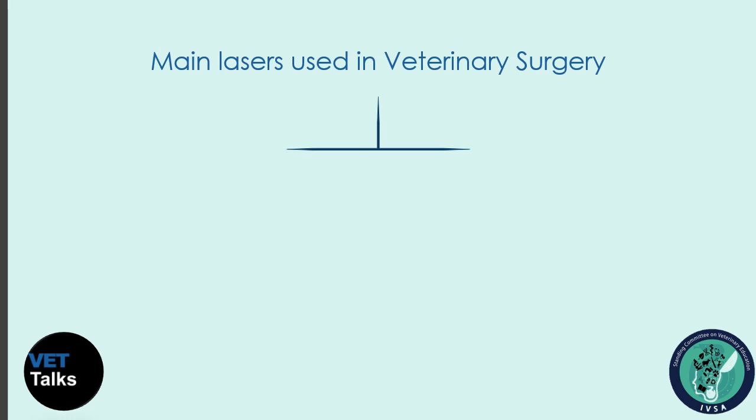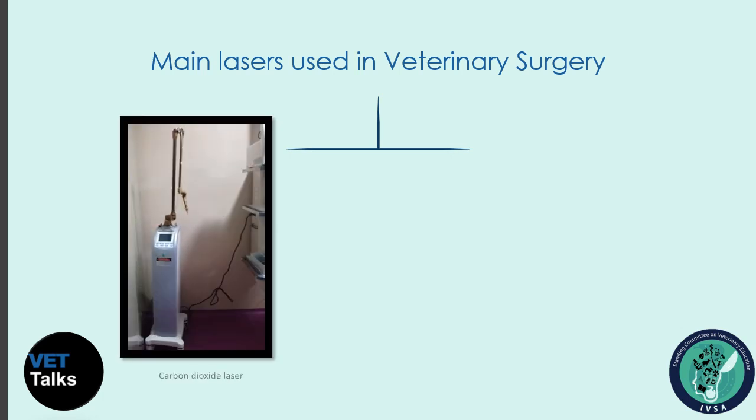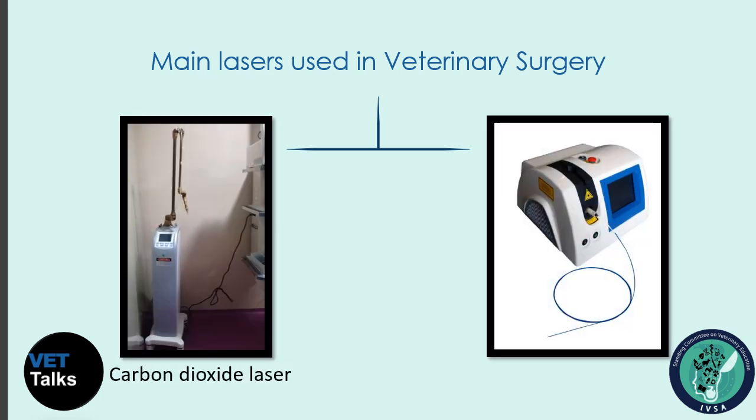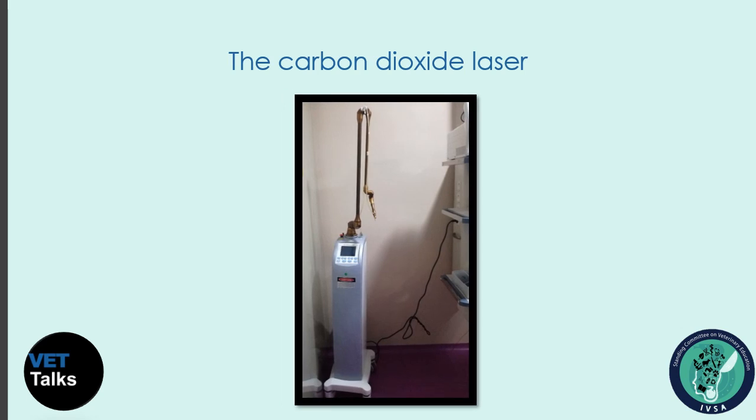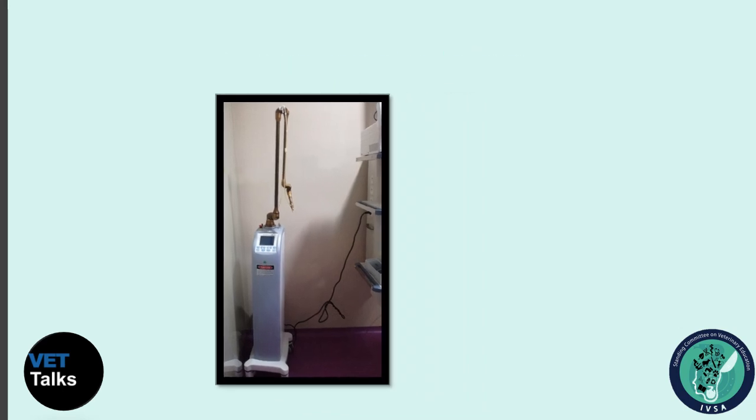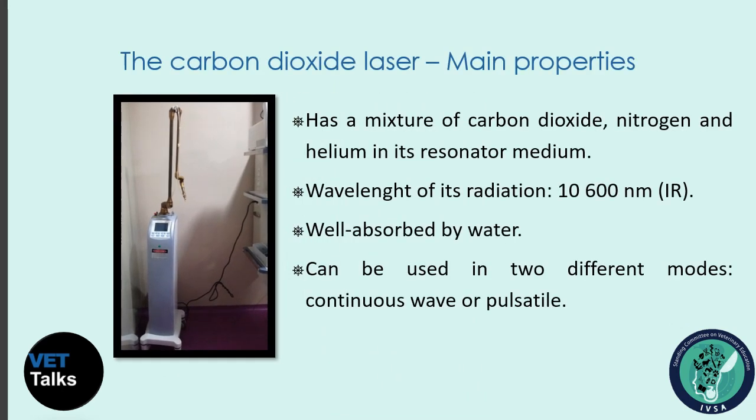So there are two main types of laser devices used in veterinary surgery, and these are the carbon dioxide laser and the diode laser. Starting with the carbon dioxide laser, it has as main properties a mixture of carbon dioxide, nitrogen, and helium in its resonator medium.